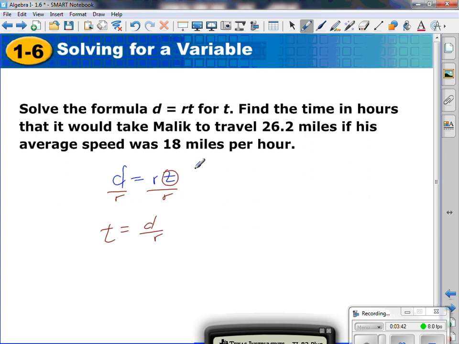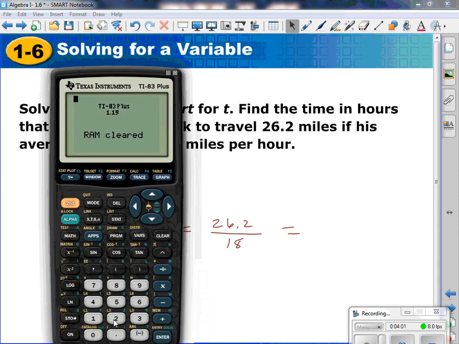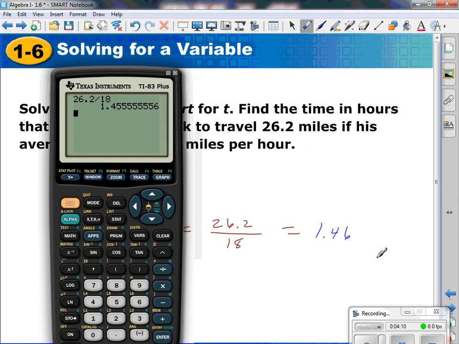Now, the distance is what? 26.2. The rate is 18. So we're going to take 26.2 divided by 18. 1.45, and I get 1.46 hours. Round to two decimal places, and you need to round correctly.